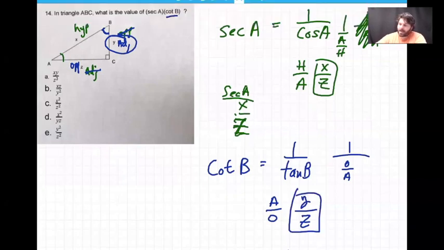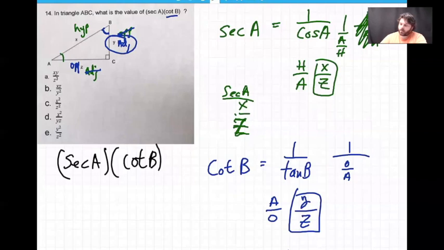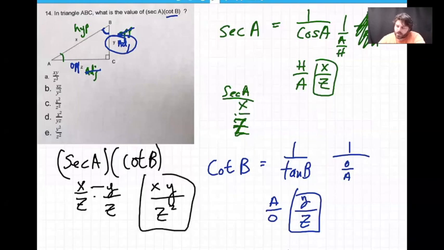When I put it all back together, I get the secant of A times the cotangent of B. That's what I'm looking for. We found the secant of A was x over z, and the cotangent of B was y over z. So we multiply those. Remember when we multiply fractions, we multiply across the top, x times y, we write as xy. z times z, we write as z squared. And that is answer choice A, xy divided by z squared. There we go.